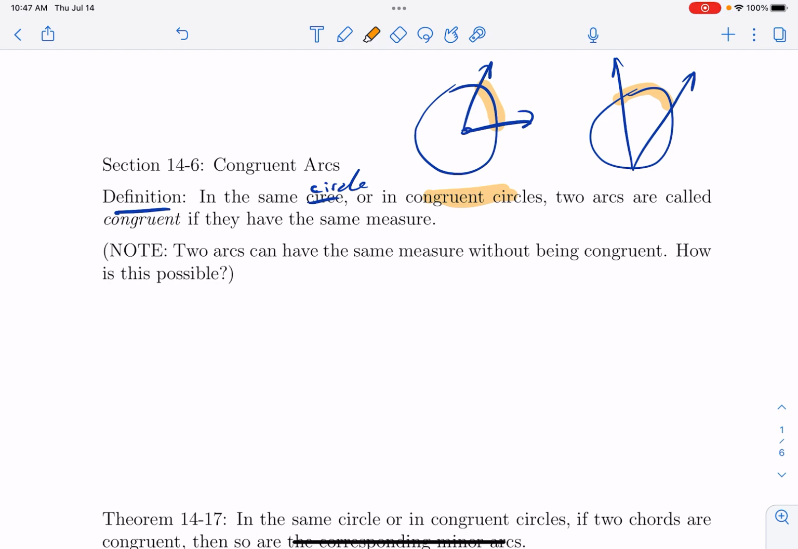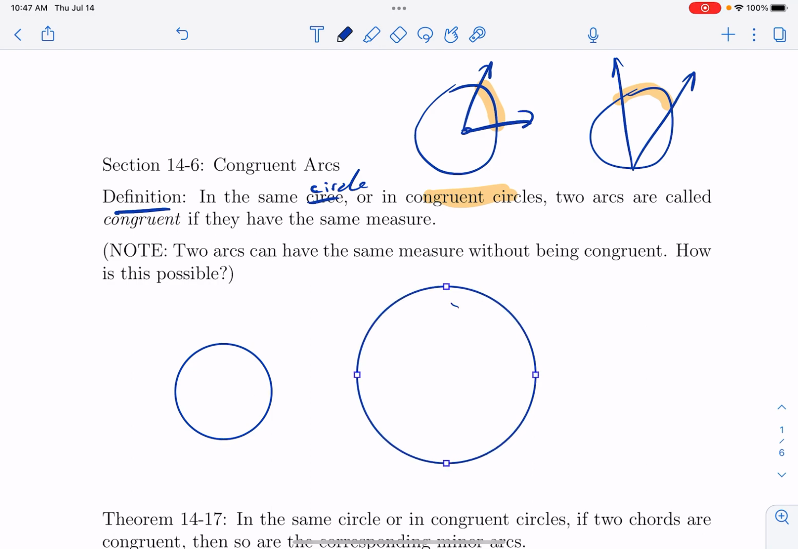And let's be careful, just having the same measure isn't enough. I could have two circles that are not congruent. I could have a 90-degree arc here and a 90-degree arc here. They're both 90 degrees, but they're not congruent. This one over here is clearly bigger. It's still 1/4 of the circle, but it's 1/4 of a bigger circle. So we really wouldn't want to say those are the same.